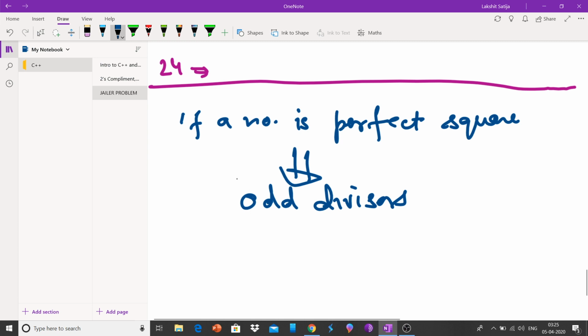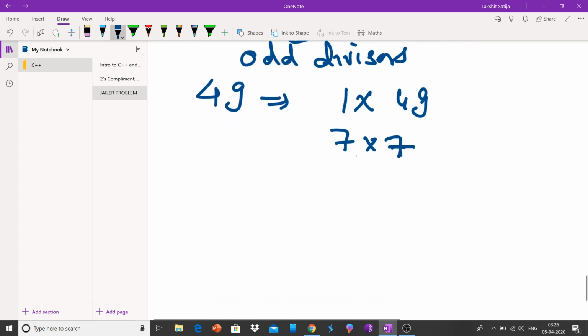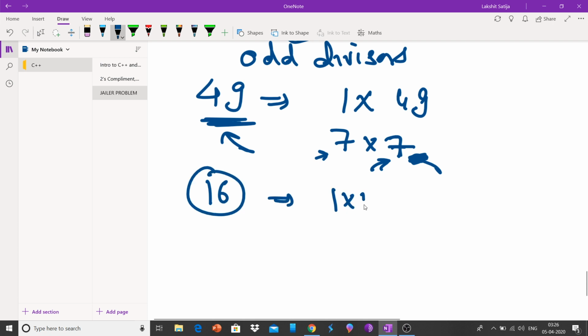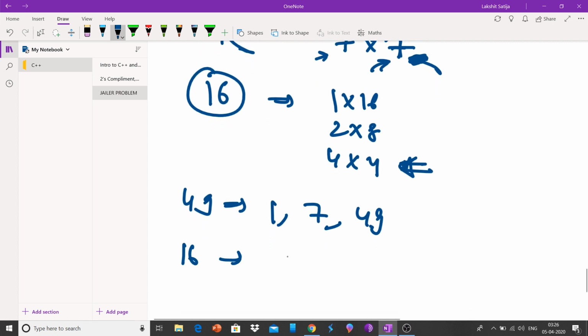Why? Let us take some perfect square, for example 49. Dividing it, 1 into 49, and then comes 7 into 7. So why is it so? Because if it is a perfect square, its divisor will be repeating. You can see that 7 is repeating twice. Let me take another example, 16: 1 into 16, 2 into 8, 4 into 4. You can see that the divisor is repeating. So in the end, for 49 it will be 1, 7 and 49. For 16, it will be 1, 2, 4, 8, 16.